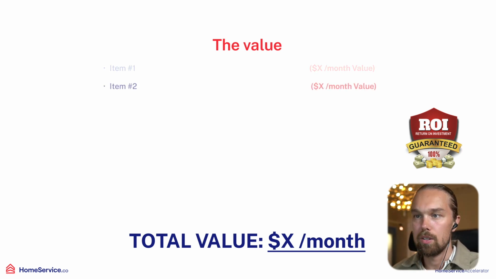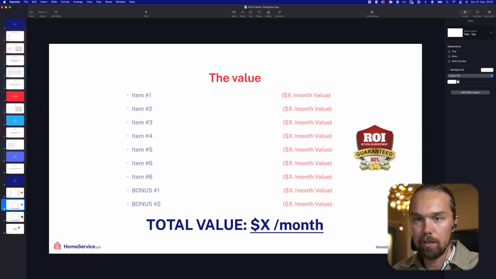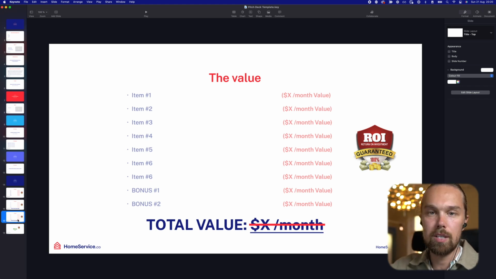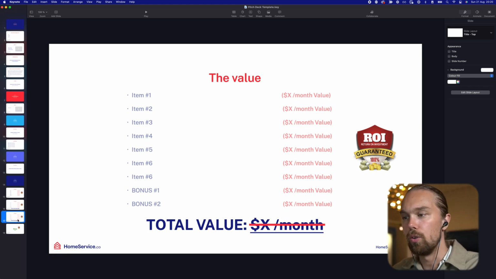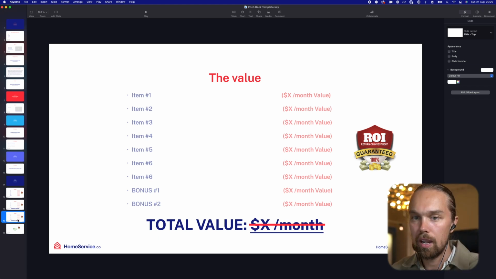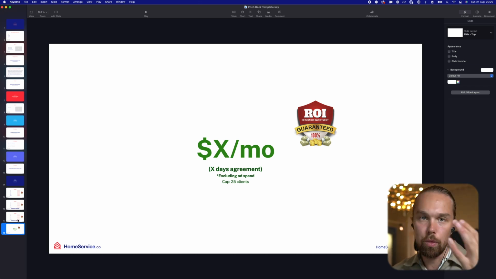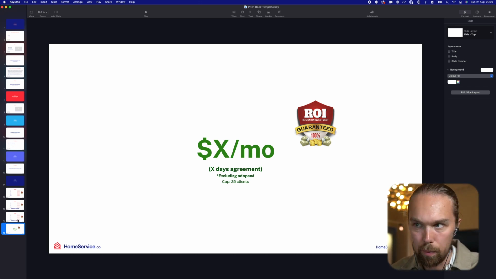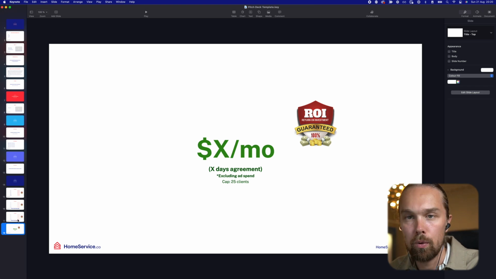Okay, so now this presentation is a little bit weird, but you basically present them with a total value of what it is that you're offering. But then you tell them, obviously, we're not going to charge $15,000 per month or whatever this value stack is worth, right? So you do a price drop at the end, and then you say, we're only going to charge $2,000 per month, or $2,500 per month, or $3,500 per month, or whatever it might be.